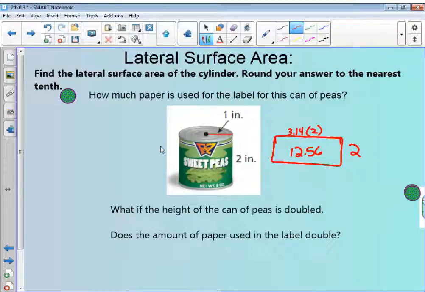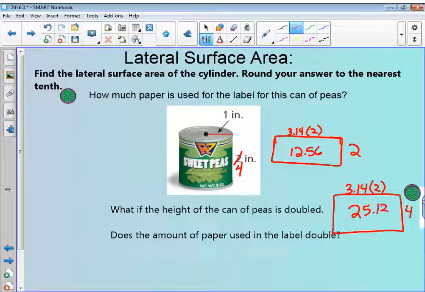So here it says, what if the height of the can of the peas is doubled? So if we double the height, well, we double this to now 4. So you should have gotten 12.56. If we doubled the height, that's not going to change the radius or anything. It's just going to make this label taller. So this is now 4. We would still have 3.14 times the diameter of 2. So 3.14 times 2, then take that answer times 4, gives me the 25.12 that I had written down earlier.